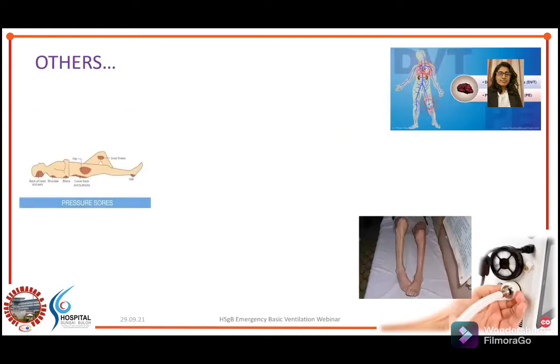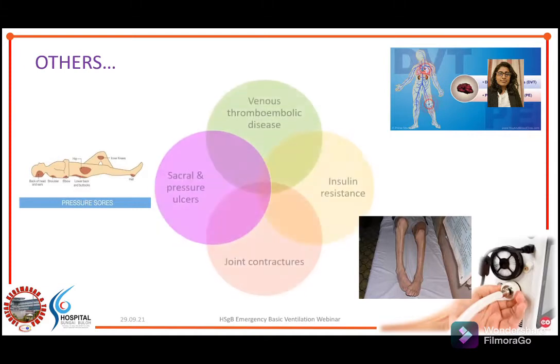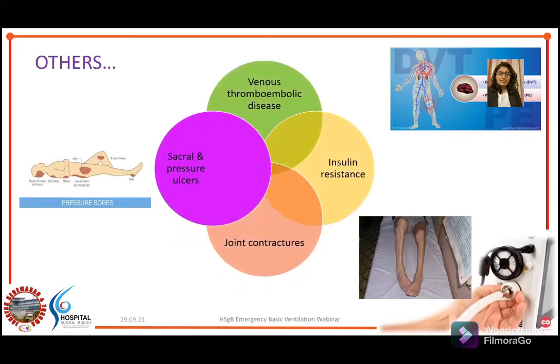Other complications that you can see in patients who are mechanically ventilated are venous thromboembolic diseases. So that's why it's important for these patients to be started on anticoagulants as early as possible. Some get TED socks for prevention of clotting in the venous system. Insulin resistance is quite common. A lot of our mechanically ventilated patients are very dependent on insulin infusion to stabilize their blood sugar.